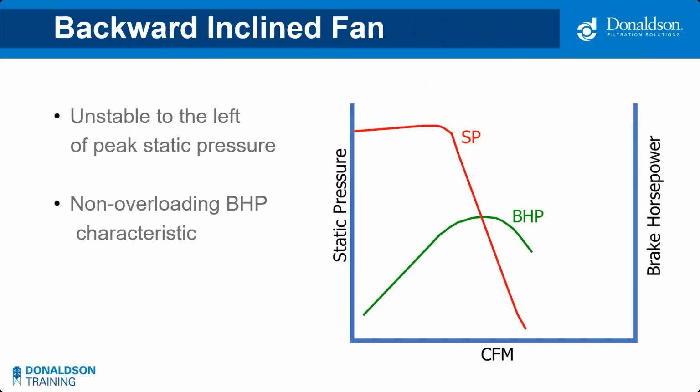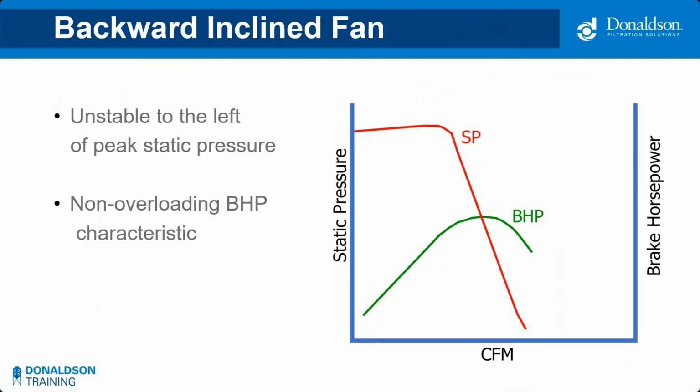So here's a typical curve for a backwardly inclined fan. A couple of things that we need to point out here. First, you notice that brake horsepower curve, the green line, that has a peak. In other words, no matter where the fan is operating on that red system curve, it'll never use any more horsepower than the peak of that curve. So that helps us not only with troubleshooting, but also motor selections, just to make sure we never overamp that motor.